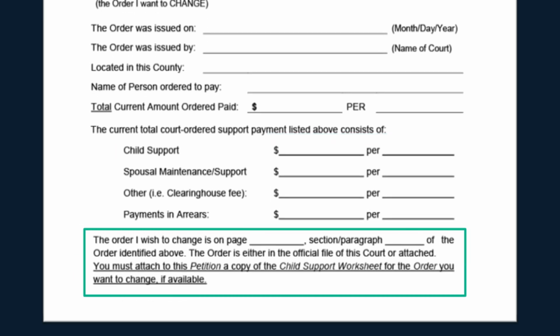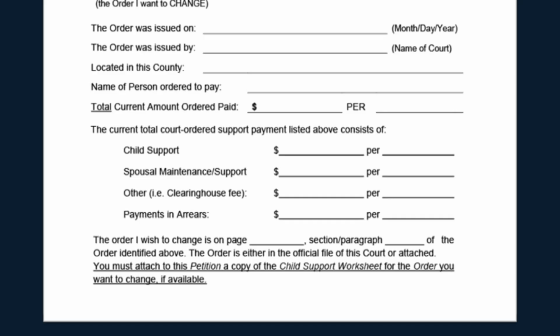The last paragraph is asking about your current court order. Find the page and paragraph that details the order you're trying to change. The paragraph is usually numbered or lettered. If you don't know or aren't sure, then attach the relevant pages of your current order. And don't forget, you must complete all of the sections and questions on the form.